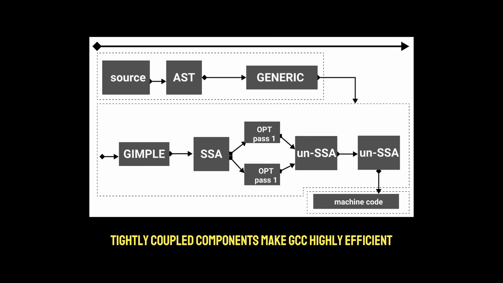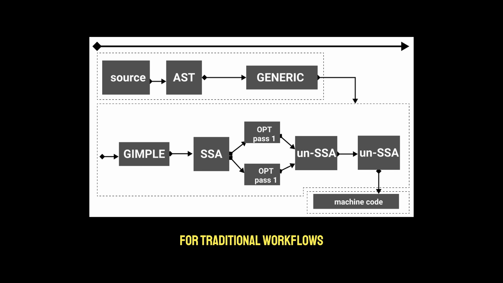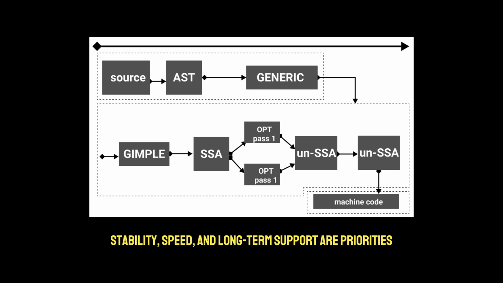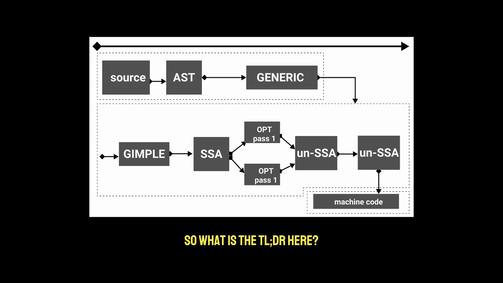Tightly coupled components make GCC highly efficient for traditional workflows. For example, compiling the Linux kernel, where performance and compatibility with older architectures like x86 are very critical. So GCC's monolithic design shines in environments where stability, speed, and long-term support are priorities. So what is the TLDR here? LLVM is highly modular and adaptable, and it's ideal for building new tools or languages. GCC, on the other hand, is very integrated and streamlined, and it's optimized for established workflows and more legacy systems.